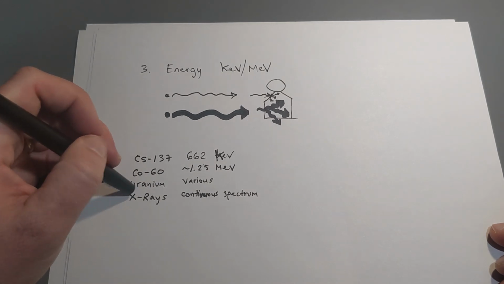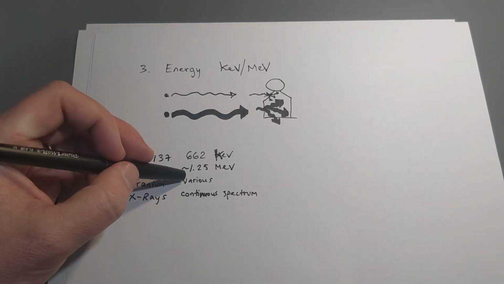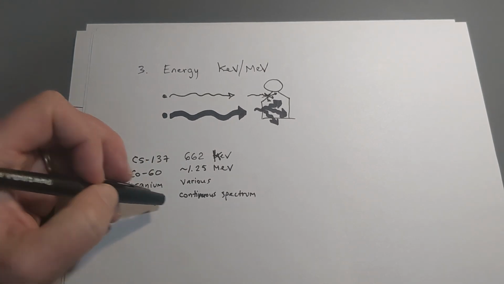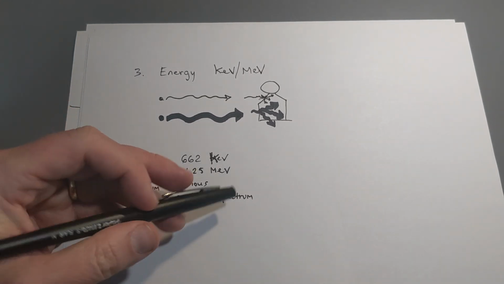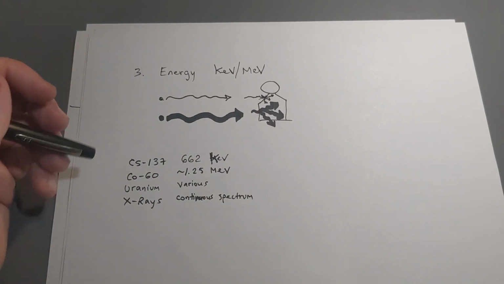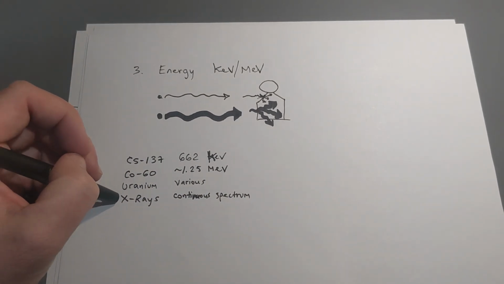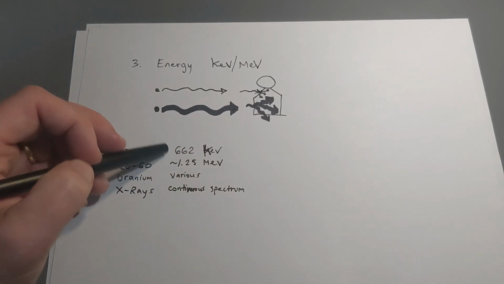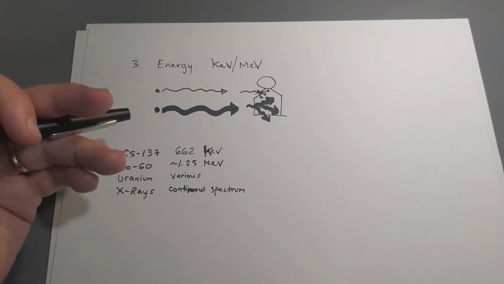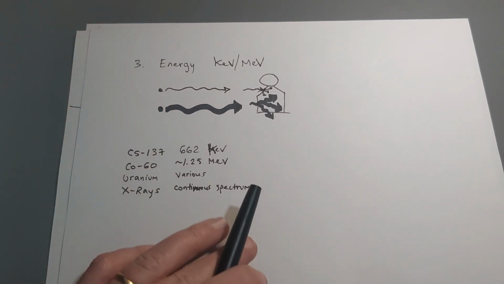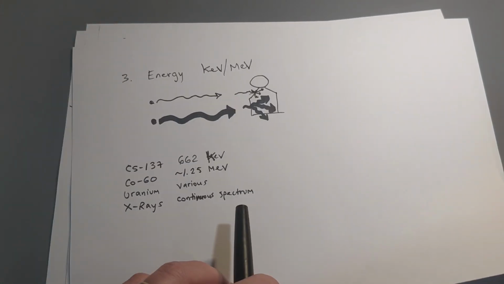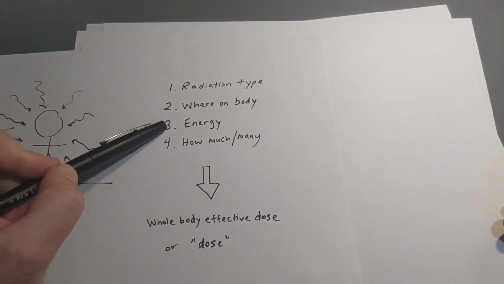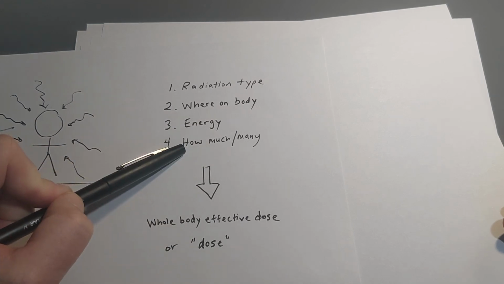Something like uranium has a lot of different isotopes emitting a lot of different energies, so that will have a different behavior. X-rays are another example, where it's usually a continuous spread of energies from 0 up to the electron energy which is producing the X-rays. So it's just another situation where you have all sorts of energies coming in, and that has to be factored in somehow if you're trying to get from a situation to a radiation dose number. So that's type, where on the body, energy, and then how much, how many, straightforward.